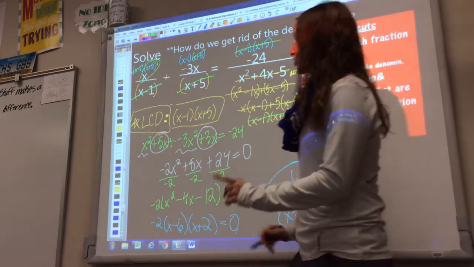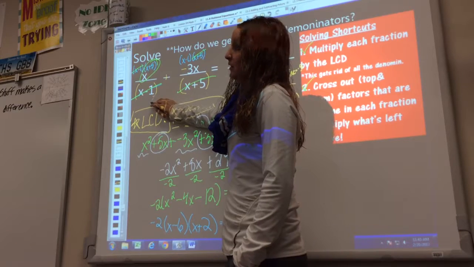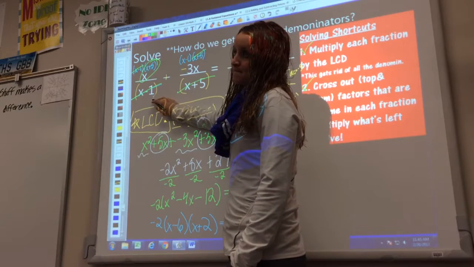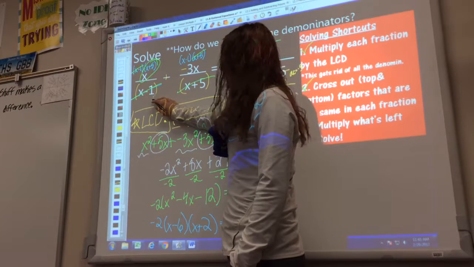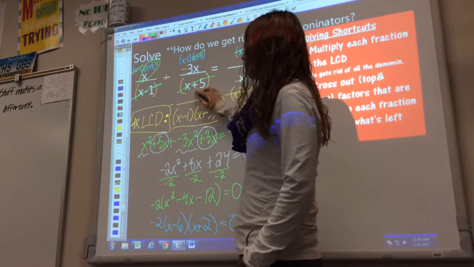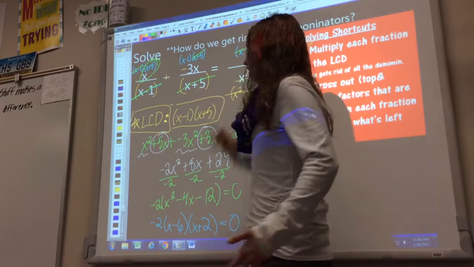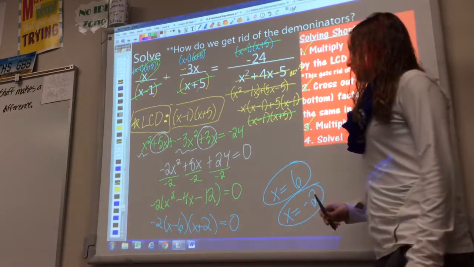So here's my question then. Dylan, what would make this fraction undefined? What would be the only number that would make this fraction undefined? Can someone help them out? 1. Because right here, 1 minus 1 would be 0. Okay, so what would make this one undefined? Negative 5. And because we don't have 1 or negative 5 there, we know we're okay.